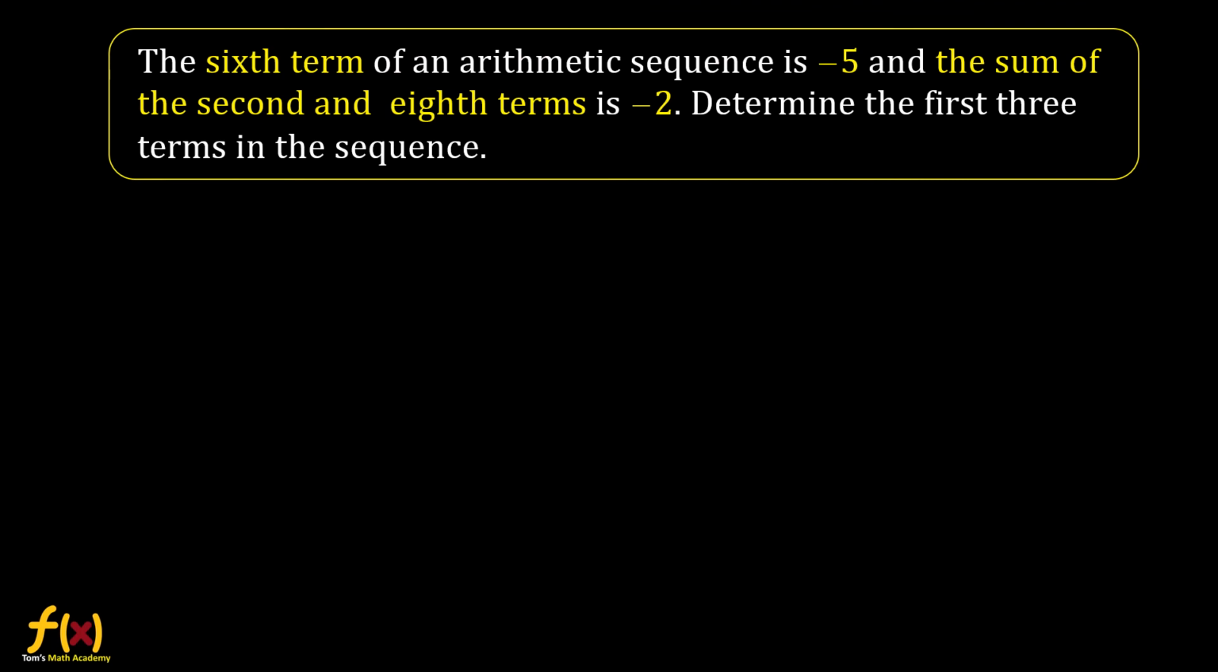An indirect question. The sixth term of an arithmetic sequence is minus 5 and the sum of the second and eighth terms is minus 2. Determine the first three terms in the sequence. Sixth term, that is T6 equal to minus 5, giving us a plus 5d equal to minus 5. Equation number 1. Learn the method. Again, second and eighth term, the sum. T2 plus T8 equal to minus 2.